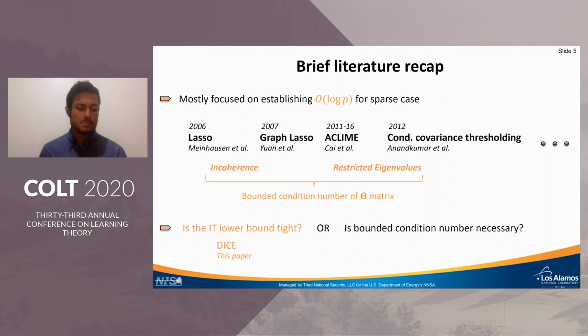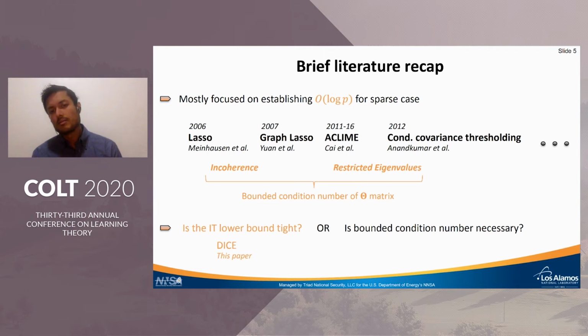If you look deeper into the proofs and the assumptions in these sample complexity guarantees, you see that there are many assumptions that are required. There are many of them. I have mentioned here a couple of more prevalent ones, them being incoherence and restricted eigenvalue condition.